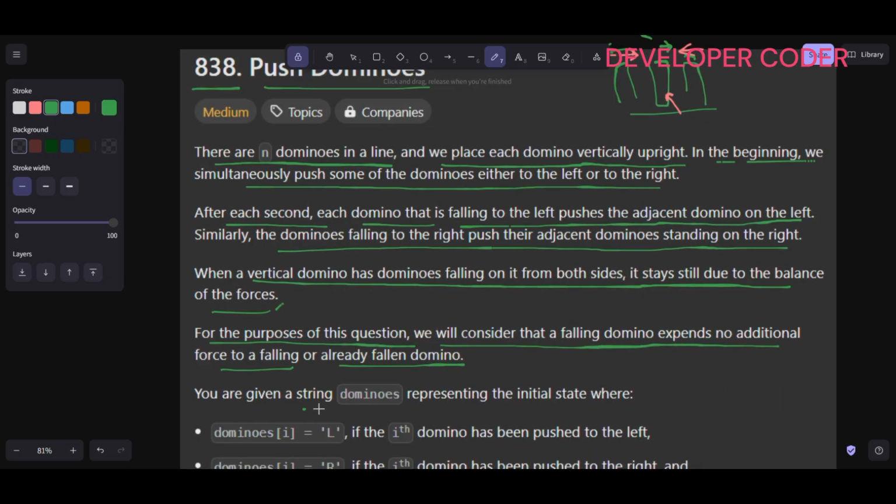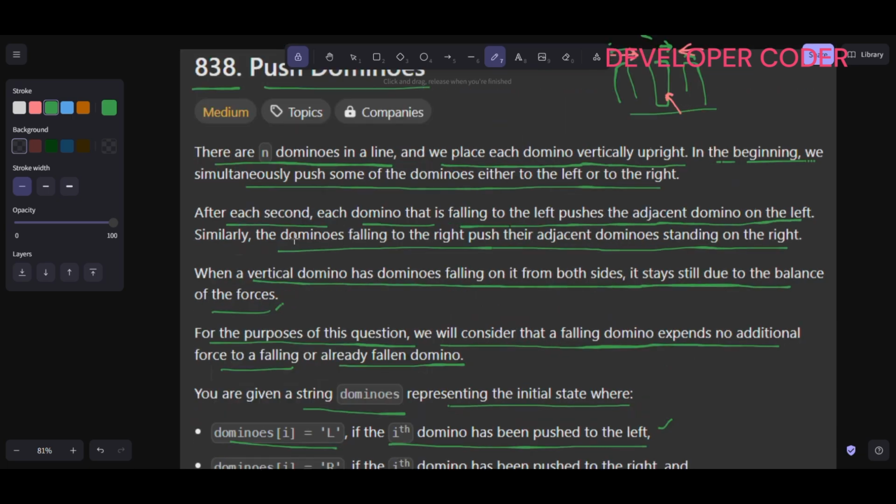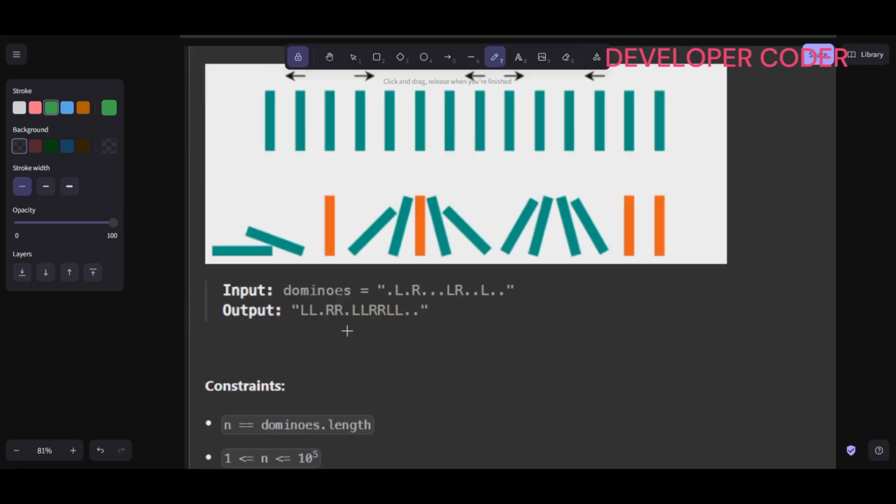You are given a string dominoes representing the initial state, where dominoes[i] is equal to L if the ith domino has been pushed to the left, dominoes[i] is equal to R if the ith domino has been pushed to the right, and dominoes[i] is equal to this dot symbol if the ith domino has not been pushed. We have to return the string representing the final state. So now let's understand this complete problem statement with an example.